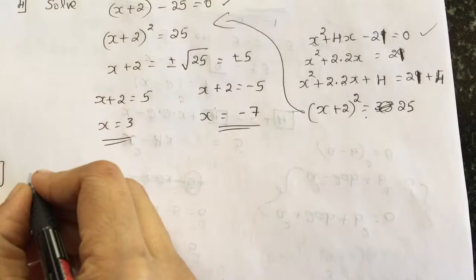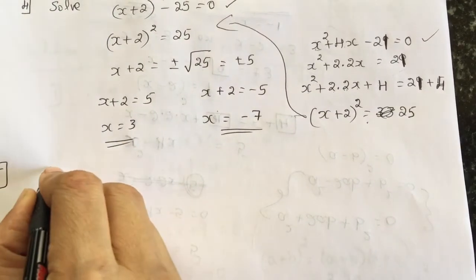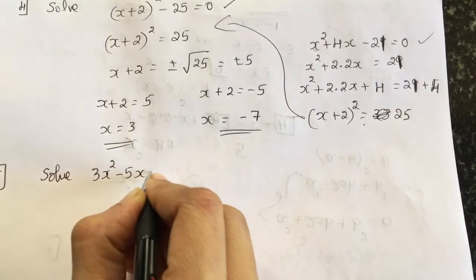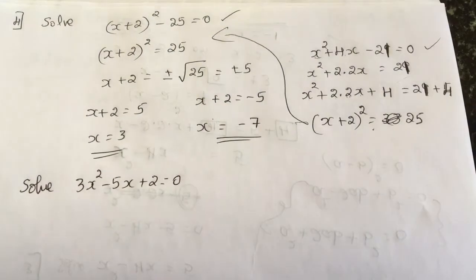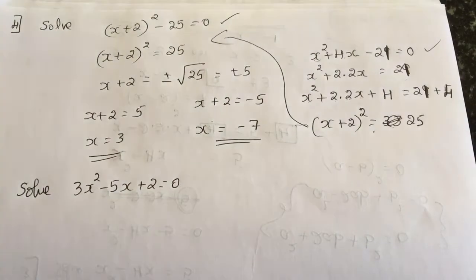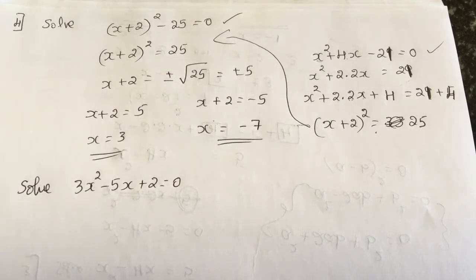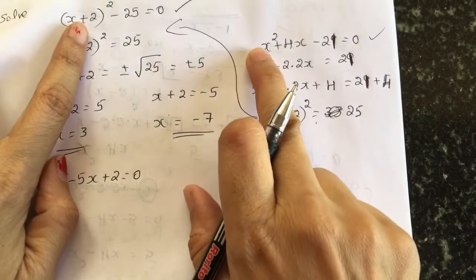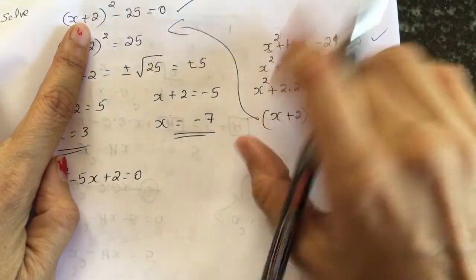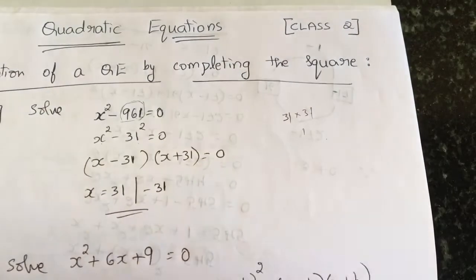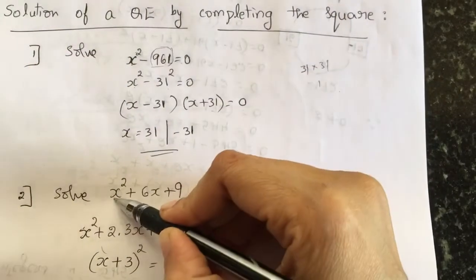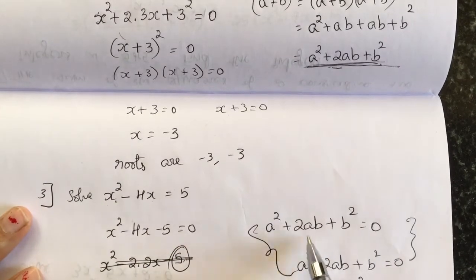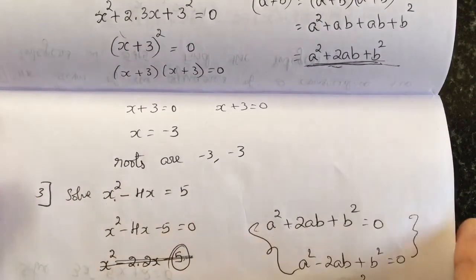The next problem is quite different one. Suppose you have this 3x square minus 5x plus 2 equal to 0. So observe one thing in this. So far you are getting the equation where a was a complete square. In this you had coefficient 1, so it's a perfect square. Already it's a perfect square, so you can directly apply a square plus 2ab. Even here you had a perfect square. Even this, so that you can directly apply this formula, a square plus 2ab, like that.